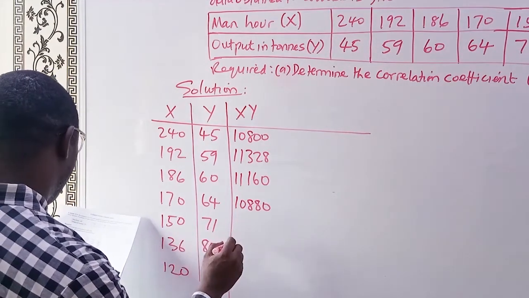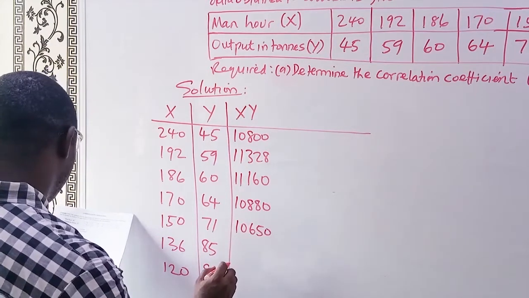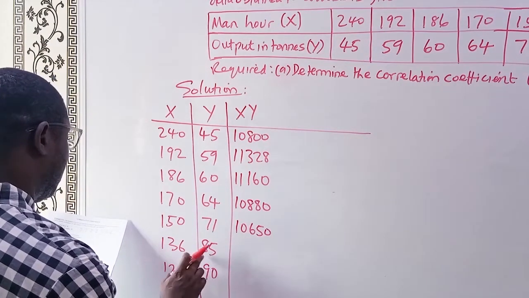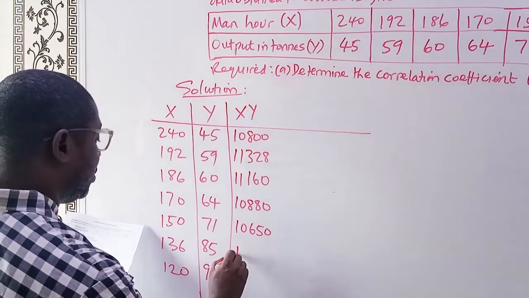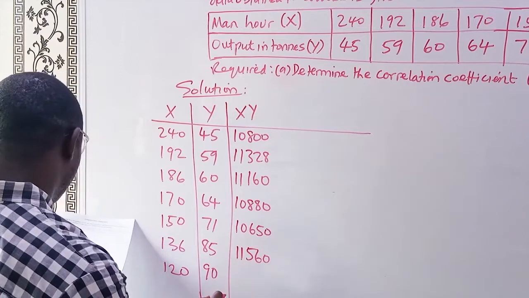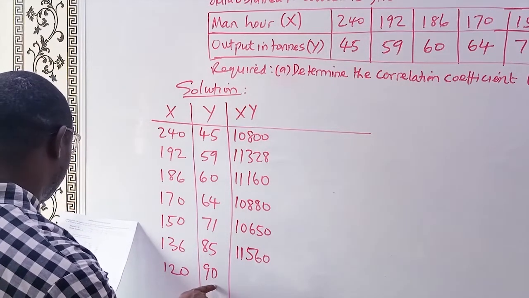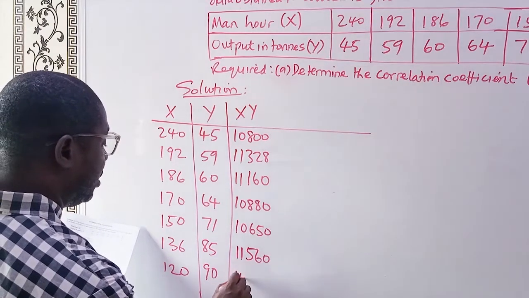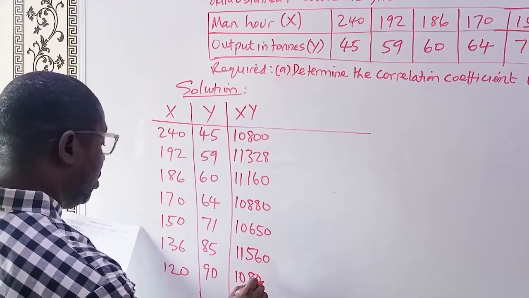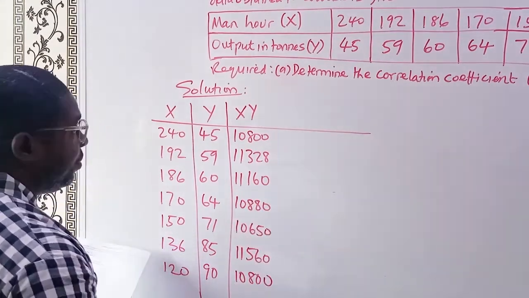150 times 71 will give us 10,650. And then 136 times 85 will give us 11,560. And then the last one, 120 times 90 will give us 10,800. So this is what we have.